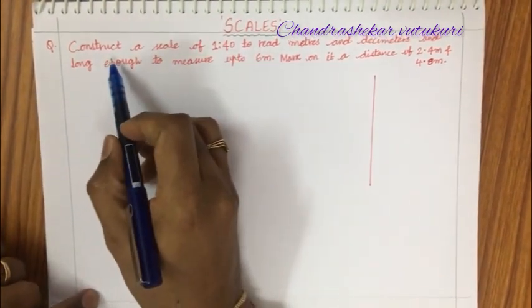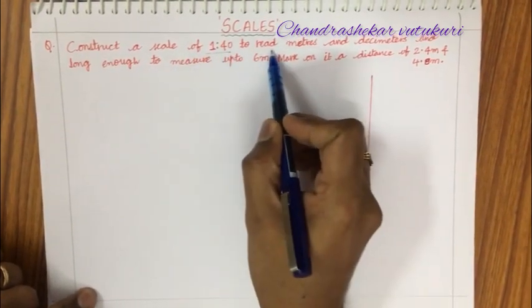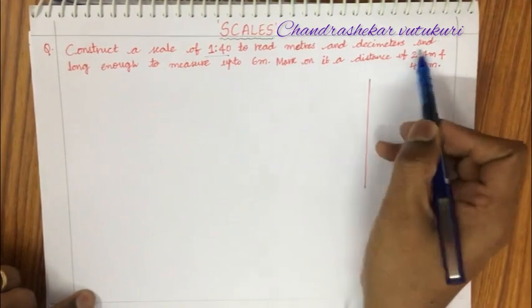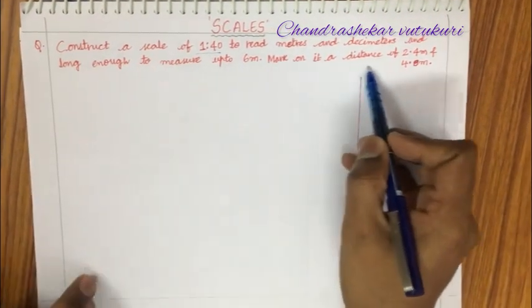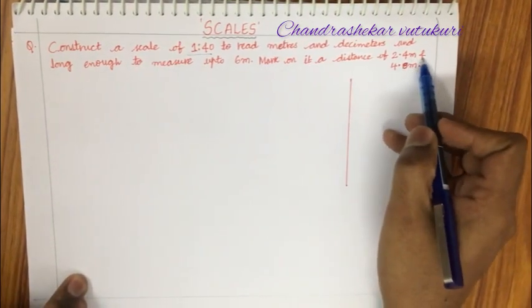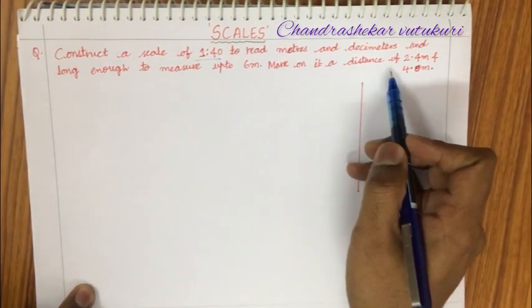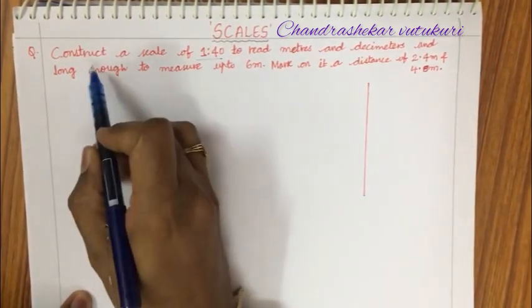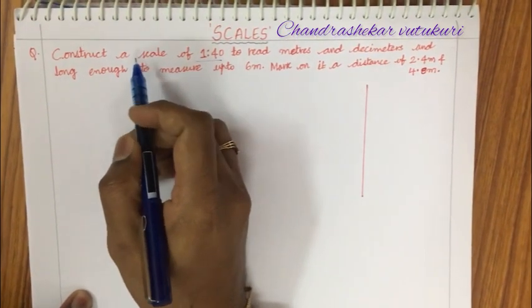The question may be like this: construct a scale of 1:40 to read meters and decimeters and long enough to measure up to 6 meter. Mark on it a distance of 2.4 meter and 4.8 meter. By looking at this question, it is an indirect question where the construction of the scale is asked. It is not specified here whether it is a plain scale or a diagonal scale.